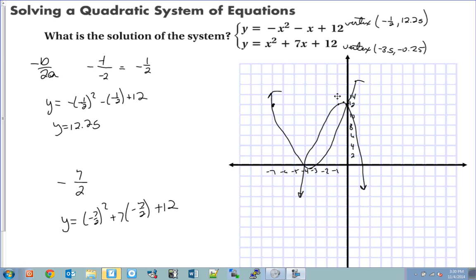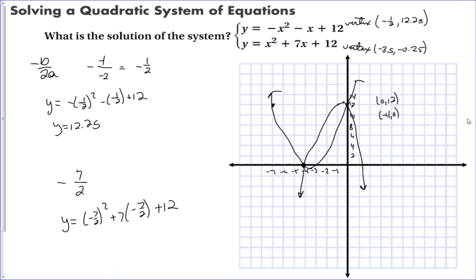But as you can see, they do in fact cross at 0, 12. I'm sorry, I wrote that backwards. 0, 12. What am I doing? And you can see they cross right about there, which would be negative 4, 0. And if you confirm that with the previous page, those are the same two solution points.